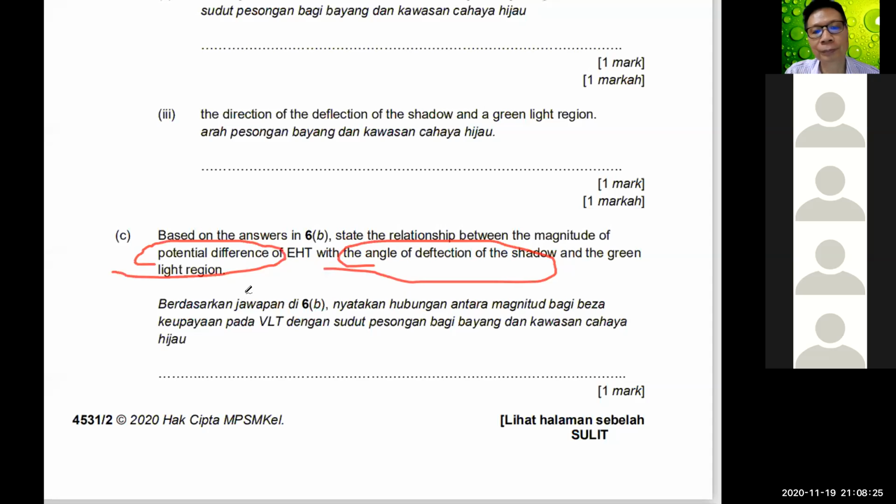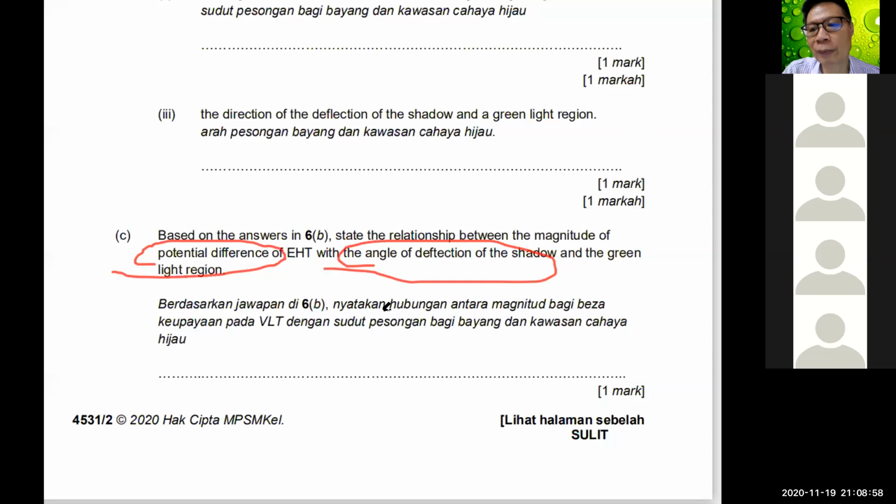Okay, now. Song, can you answer this? What is the relation between the potential difference and the angle of deflection? Song Ho-man, can you answer? Che Fu Hao, can you answer? I write directly proportional.